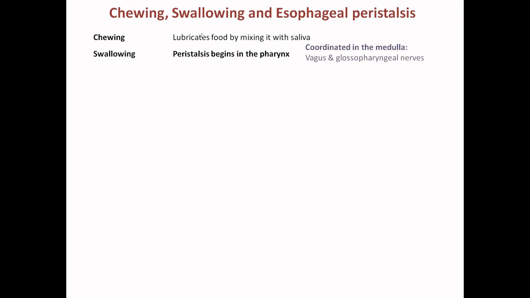So next are the activities like chewing, swallowing, and the esophageal peristalsis. So chewing lubricates food by mixing it with the saliva, and because of that there is a decrease in the size of the food particles, followed by the swallowing.